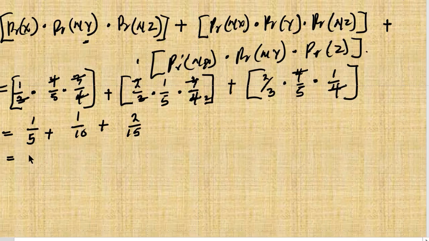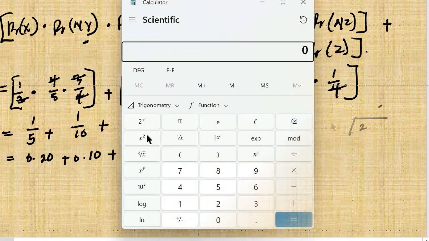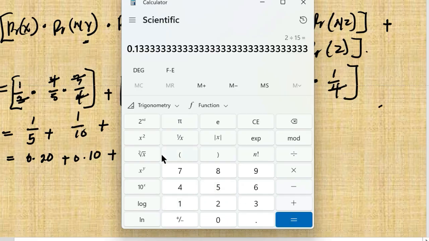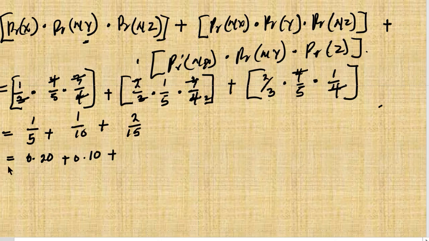Now, since my examiner wants me to work in two decimal places, my 1 over 5 is 0.20, and my 1 over 10 is the same thing as 0.10, and my 2 over 15, let's use my calculator, that will be 2 divided by 15, that's equal to 0.13. Working to 2 decimal places, that's 0.13.